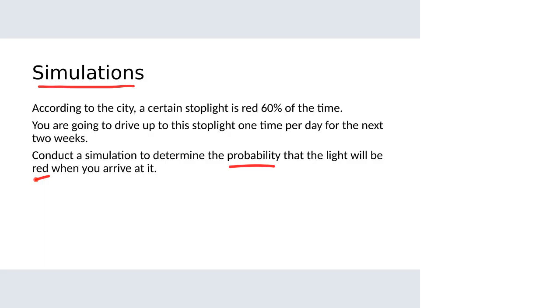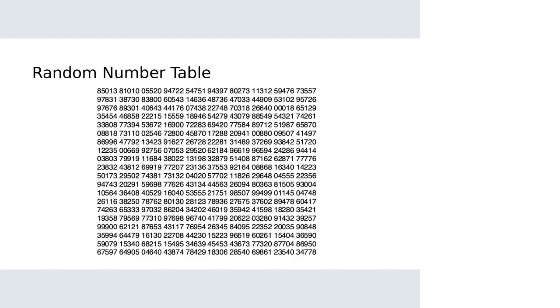One of the key and most important things that we're going to do is assign the digits that are in our random number table. So our random number table is going to look like this, and I'll show it to you and then we'll come back to this page. We're not done here yet. A random number table is going to look like that.